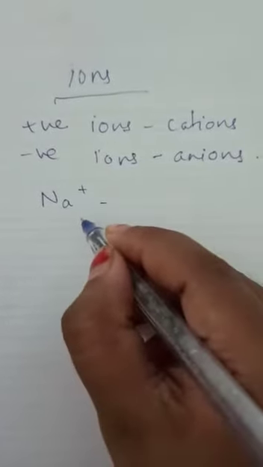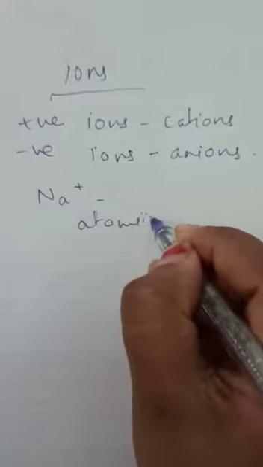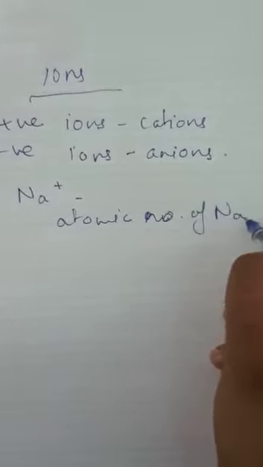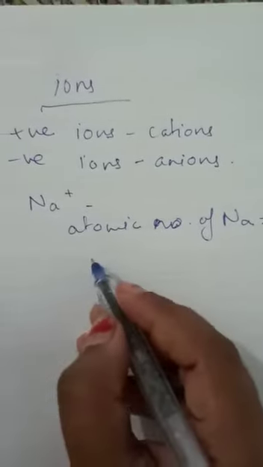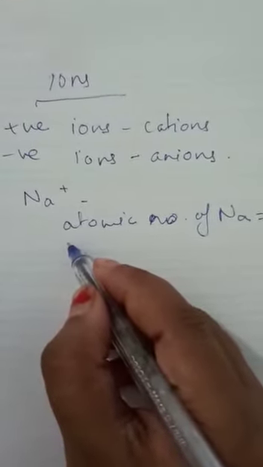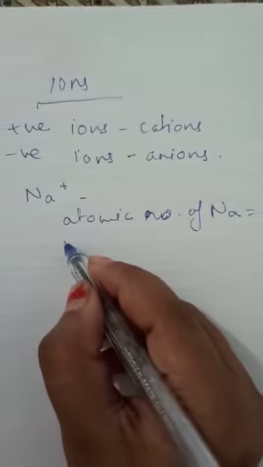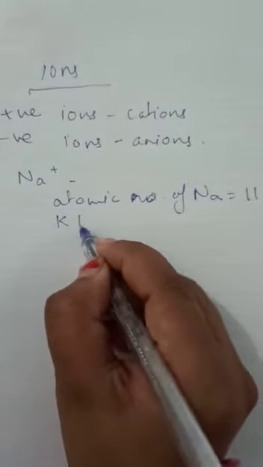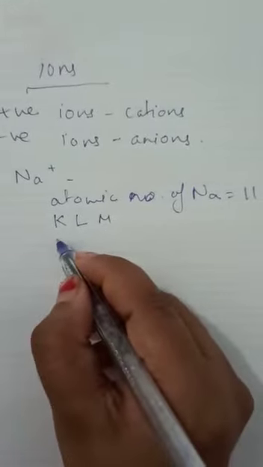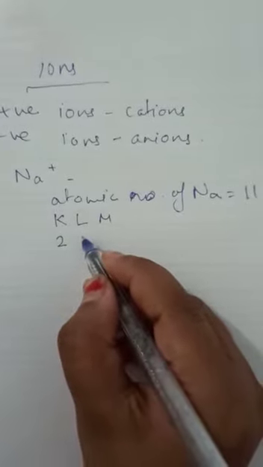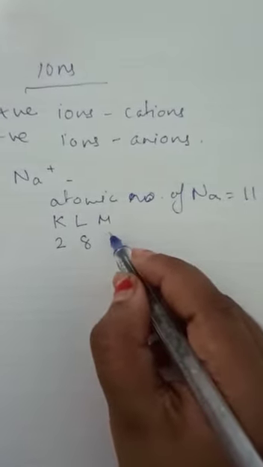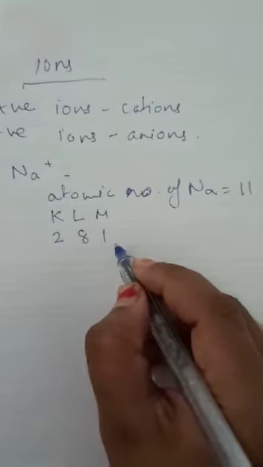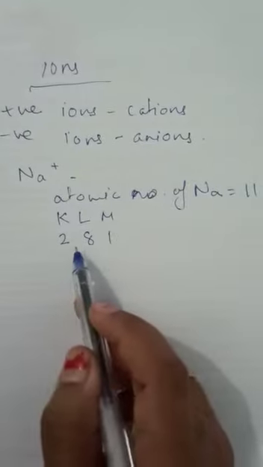First, the atomic number of sodium is 11. When we write the electronic configuration of the sodium atom, the electrons will be filled like this. The first shell will have 2 electrons, the second shell will have 8 electrons, and the third shell will have 1 electron. 2 plus 8 is 10, plus 1 is 11, which means a total of 11 electrons are filled in it.